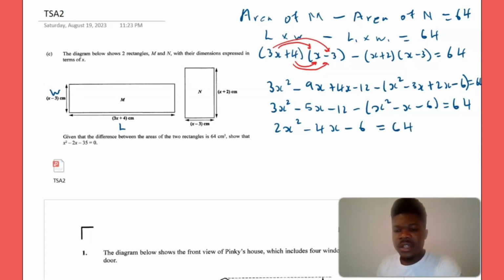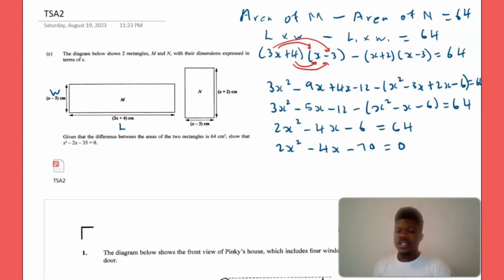Now right here, they want us to have 0 on our right hand side. So it means we're going to bring over our 64 and simplify. So we're going to have 2x squared minus 4x. And if we bring over 64, it's going to be minus. Minus 6 minus 64 is minus 70. So it's minus 70 equals 0.